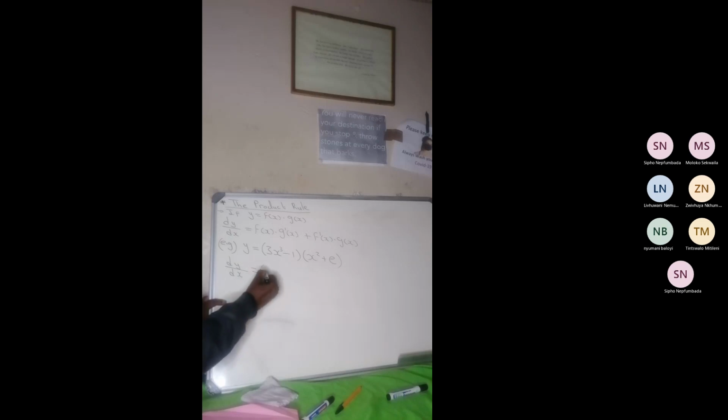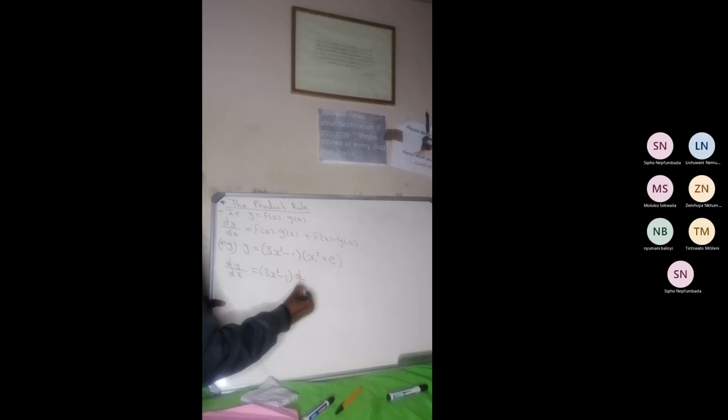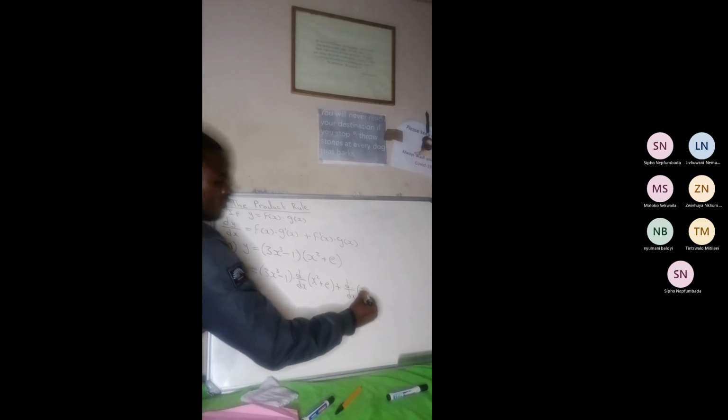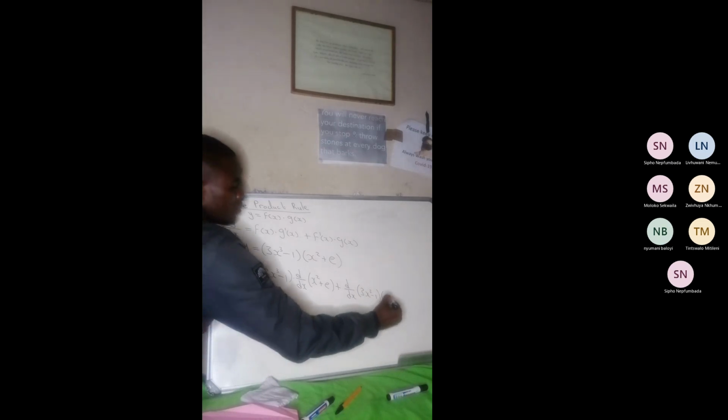This is 3x cubed minus 1 multiplied by d/dx of x squared plus e, plus d/dx of 3x cubed minus 1 multiplied by x squared plus e. Are we fine?